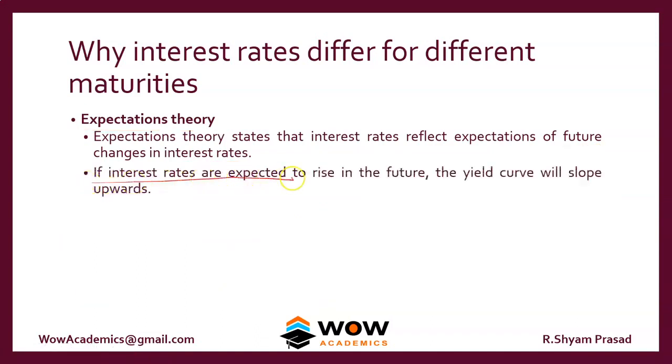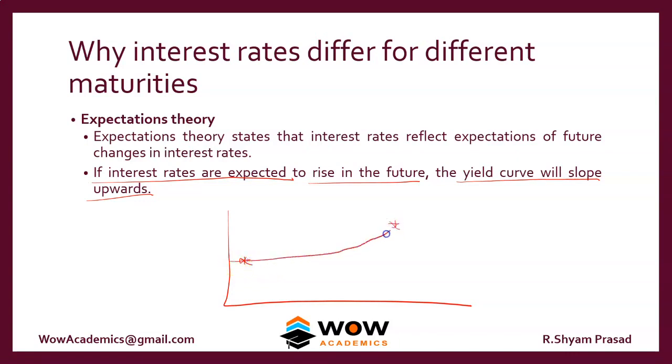If interest rates are expected to rise in the future, the yield curve will slope upwards. So if the current interest rate is here, and in the future it is going to be here, the interest rate will be like this. So it is an upward or a normal yield curve. But if interest rates are expected to drop, it can also fall to the inverted or negative yield curve. So it can be a negative yield curve.